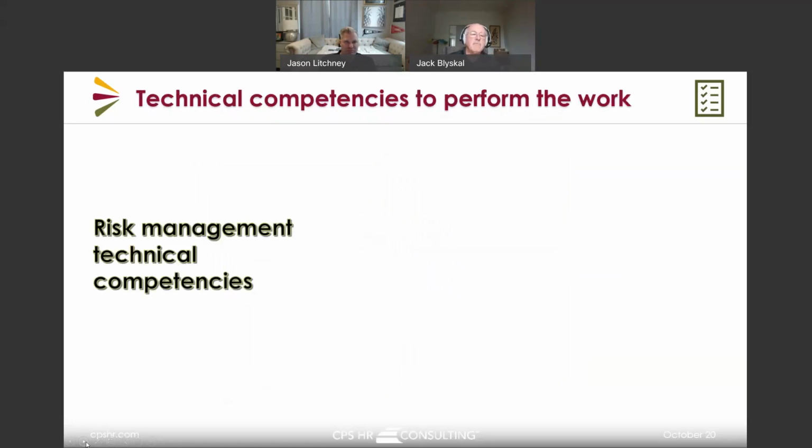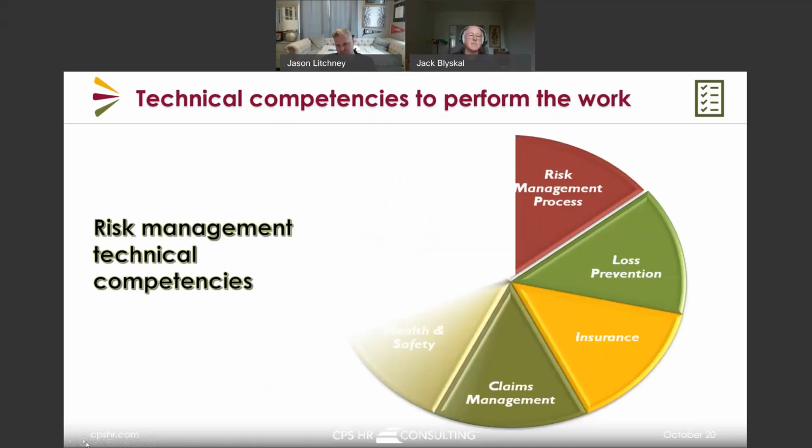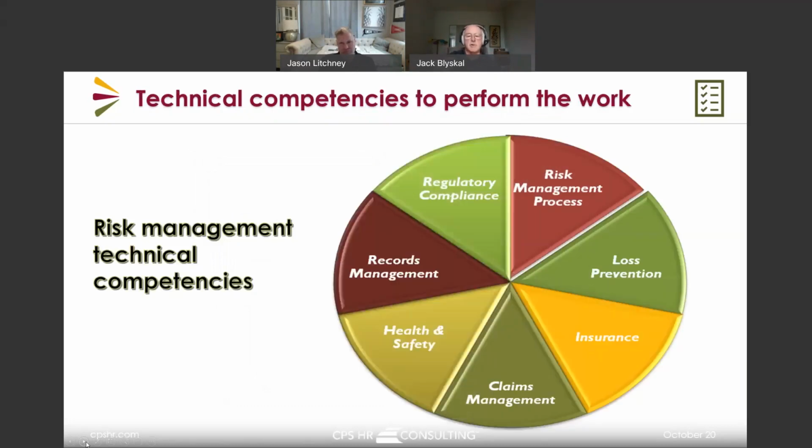So risk management involves 7 basic management technical competencies, as are shown on this pie chart. If you take the risk management practitioner program, which we'll be addressing a little bit later, all of these will be identified for you, but these are all the areas that risk management is involved in.